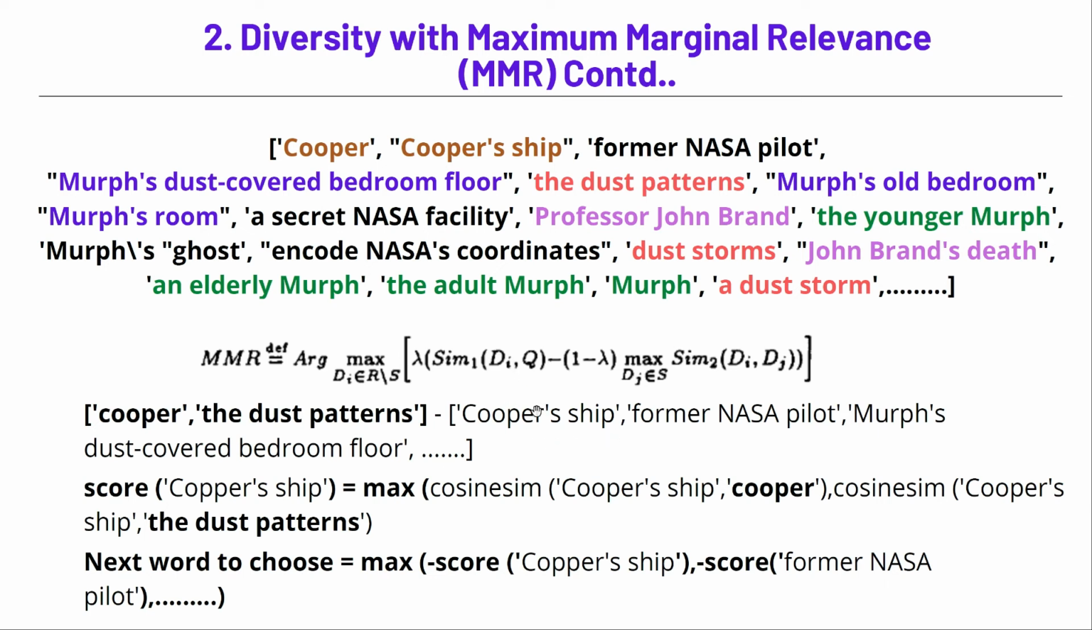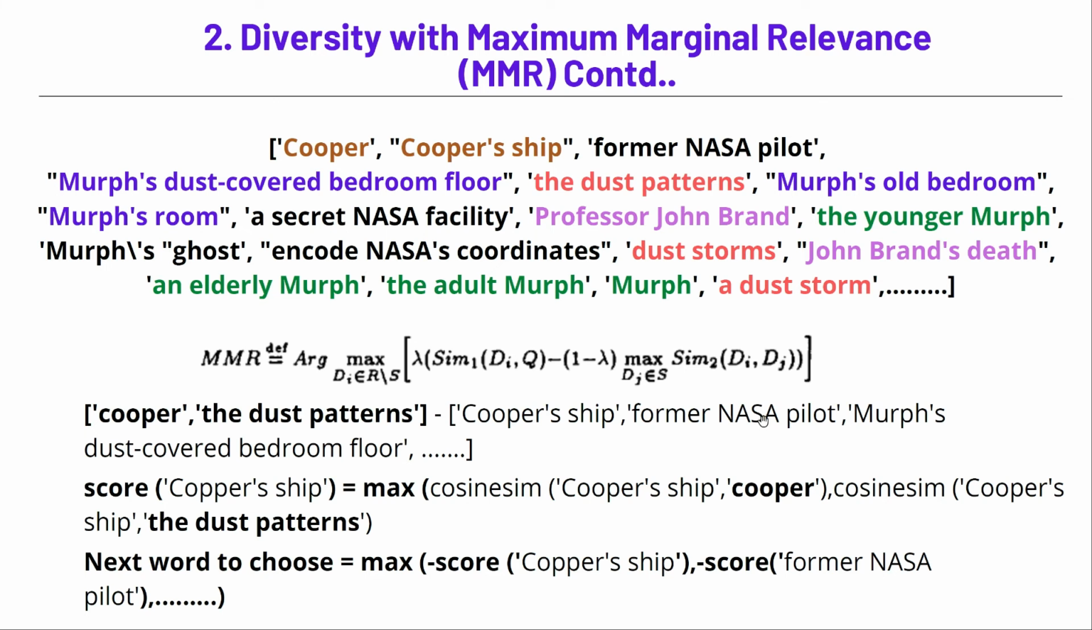So we are going to calculate the score for every keyword, which is simply, you take, let's say, the keyword Cooper ship, you are going to get its vector and you are going to get the maximum cosine similarity when compared to each of the words that are already present in the keyword list. So simply, the score of Cooper ship is the max of the cosine similarity of Cooper ship with Cooper, and the cosine similarity of Cooper ship with the dust pattern. Simply put, you will get the max cosine similarity of this word compared to both of these things.